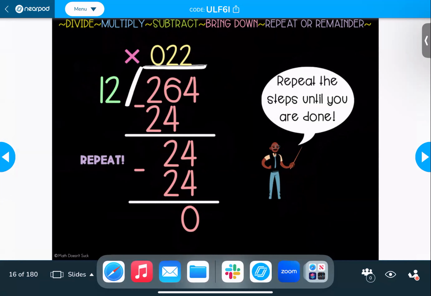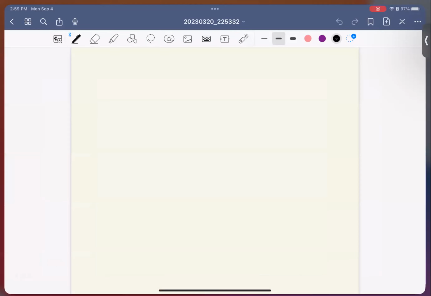So let's take a look at a couple of examples here and go through the steps. You can write the steps across the top. You also have that printable anchor chart that's in the classroom for you. We are going to divide, multiply, subtract, bring down, repeat. So let's take our first problem.